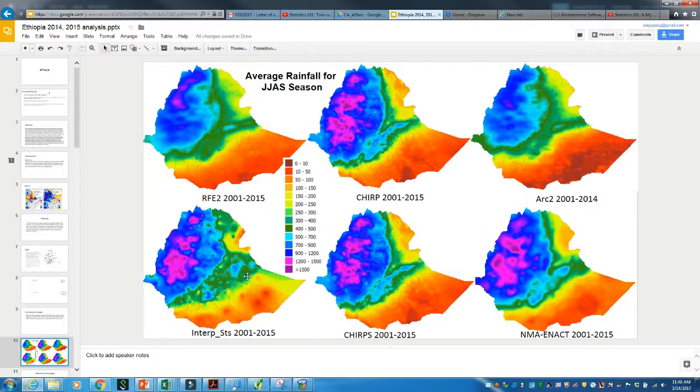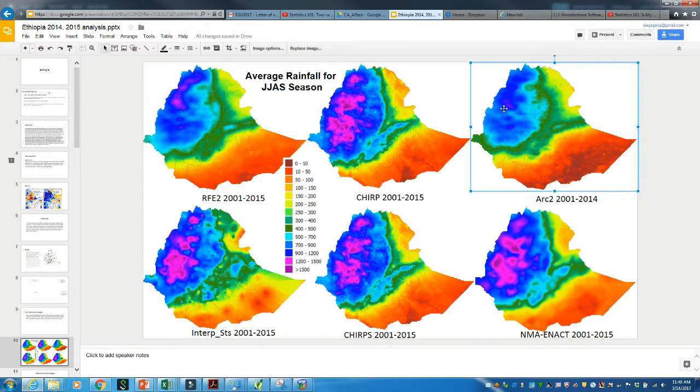So once we had the time series for each of the estimates, we calculated the seasonal average for June, July, August, September. This is RFE, CHIRP, R2, ENACT, CHIRPS, and the interpolated stations. Just as a visual analysis, we started looking at this, and we noticed right away the big difference between RFE and ARC with the average of all the other four.